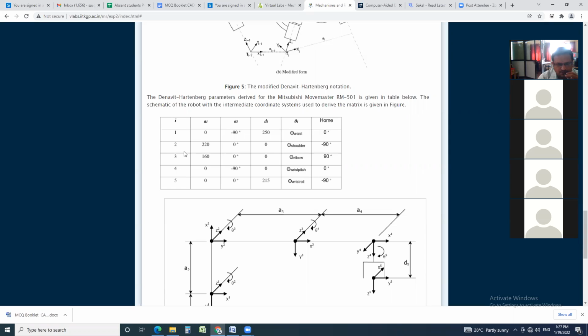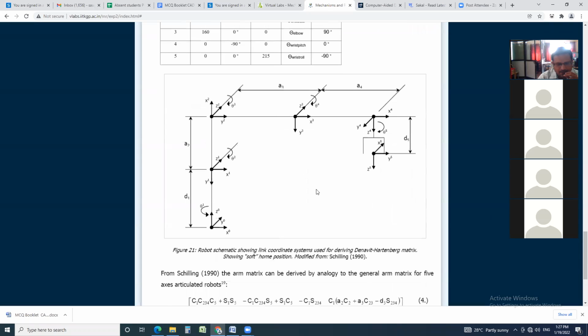I will read this. For 2: 220, 0 degrees, 0, theta shoulder, minus 90 degrees. 3: 160, 0 degrees, 0, theta elbow, 90 degrees. 4: 0, minus 90 degrees, 0, theta wrist pitch, 0 degrees. 5: 0, 0 degrees, 215, theta wrist roll, minus 90 degrees. Now this is the figure, robot schematic showing link coordinate systems used for deriving the Denavit-Hartenberg matrix, showing the soft home position.